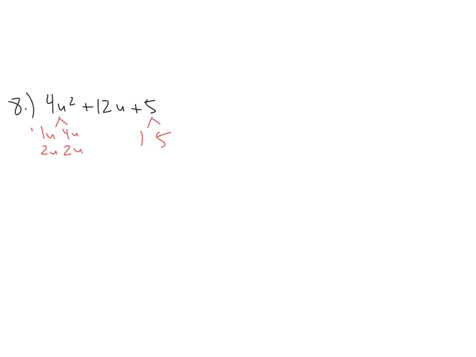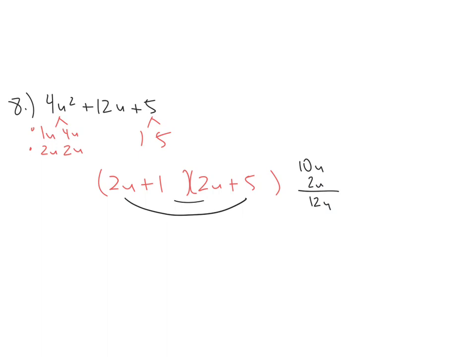Now I can guess either one of these, either 1u and 4u or 2u and 2u for my first set of parentheses. I'm just going to guess 2u and 2u. There's not really a reason for that, except just in my experience, it seems to work out more. Now I'm guessing these. I don't know if this works. Because remember, 1 and 5 has to add to 6, but that doesn't matter anymore, because the adding shortcut only works if the squared term is 1 as a coefficient. So do the outside to get 10u. Do the inside to get 2u. Together that's 12u. That's exactly what I want. So that is your factored form right there: 2u plus 1, 2u plus 5.